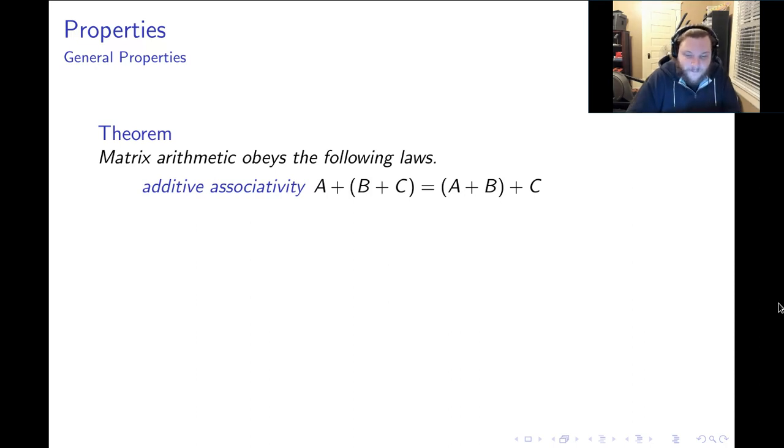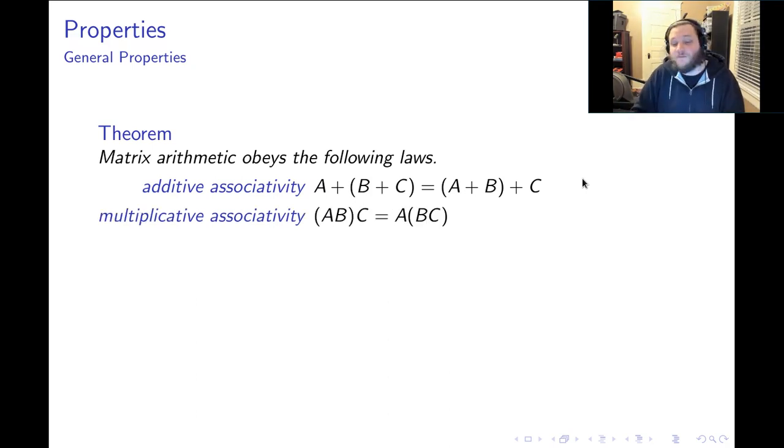So the first rule I want to list here for matrix arithmetic is the additive associativity rule. All this says is that if you add three matrices together, it doesn't matter how you group the parentheses, you'll always get the same result. And this is exactly how the addition of ordinary scalars works. So we shouldn't be surprised that we have this particular rule.